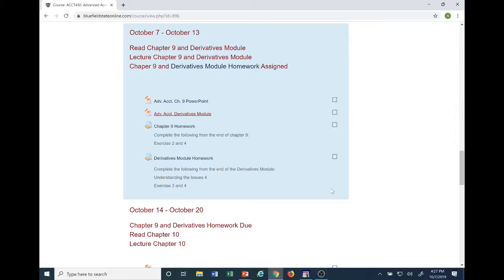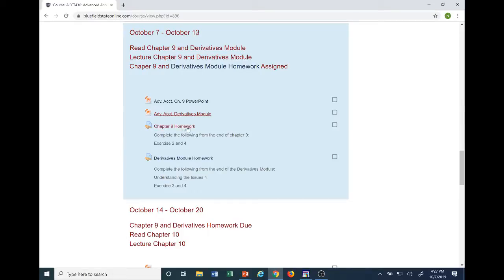Moving forward, we are now finished with dealing with consolidations. So we'll be moving on to some new material. Today we're going to be starting the international accounting environment. So you can see here on our Moodle page, we've got the PowerPoints up, and we have two different sections we're going to go over tonight. We're going to go over Chapter 9 and the derivatives module.